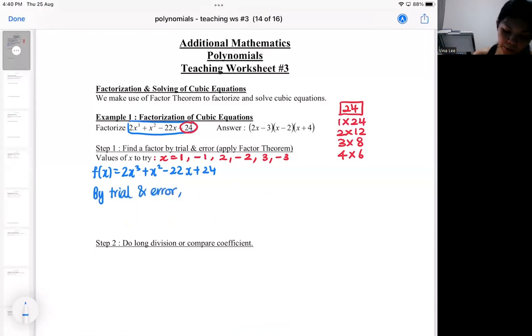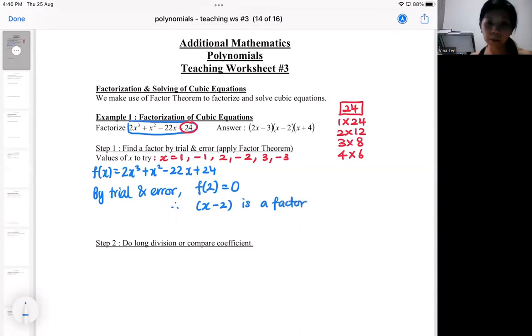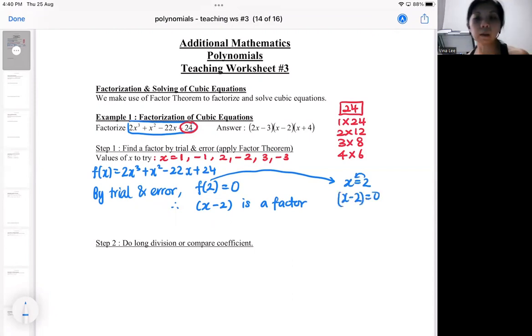So in this case, I will be getting a 0 if I put in a 2. So therefore, x minus 2 is a factor. If you're wondering how I get x minus 2, look at this portion. This is x equal to 2. You work backwards, you will get x minus 2. That means this x minus 2 is a divisor, and this divisor actually gave you a remainder 0. So that is an indication that it is a factor.